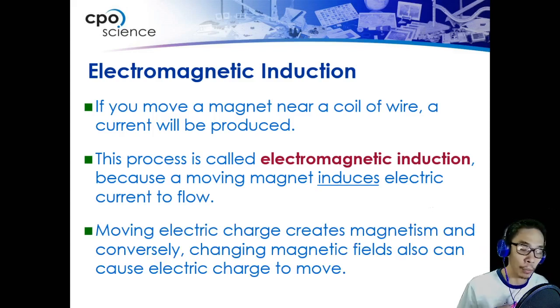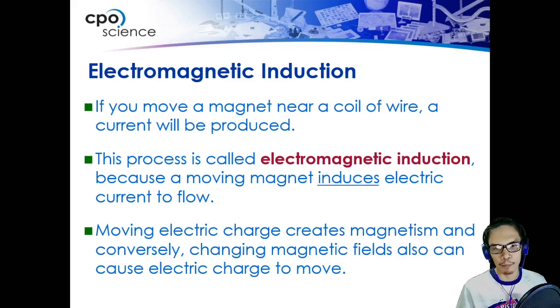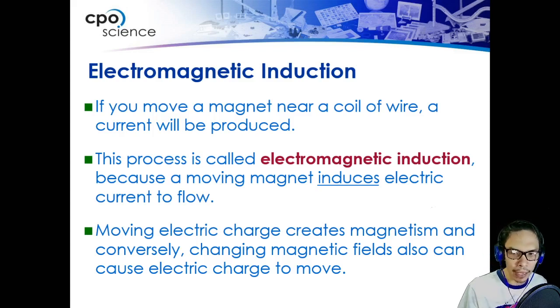Alright, so that is what we meant by electromagnetic induction. In the previous idea, moving electric charge creates magnetism. If you move the magnetic fields on a conductor, or if you move a magnet through a conductor which contains this magnetic field, it creates an electric charge. So vice versa, this is the opposite.